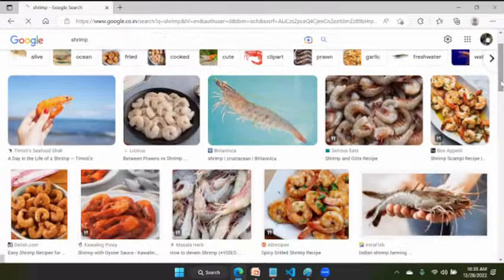Shrimp and prawn look the same. Shrimp and prawn look similar. Huh? You don't know the difference, huh? You eat prawns? No. You don't eat prawns. At least you know there is an animal called prawns. Prawns, heard about shrimp? Shrimp and prawns belong to the same family.